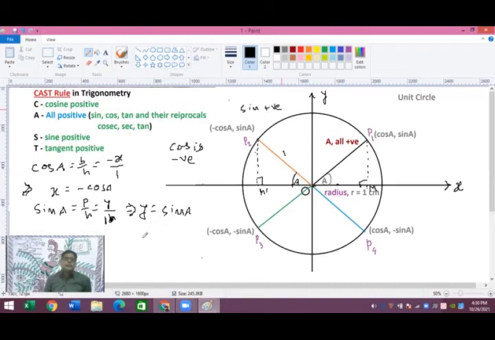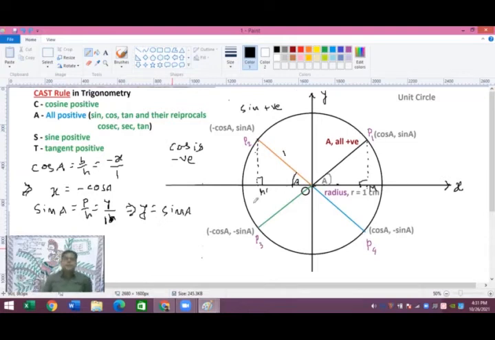Alright, so let's see what happens for tan. If you talk about tan A in the second quadrant, you know that tan A means sin A by cos A. But here in this case you can see that, or you may do it this way also in order to find tan.